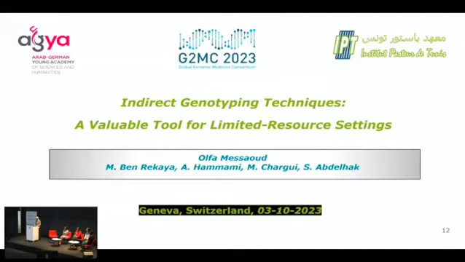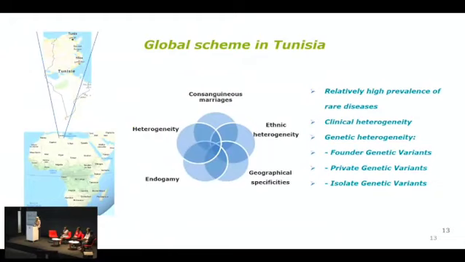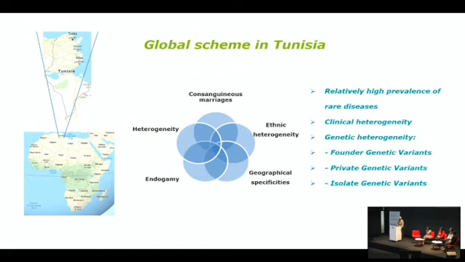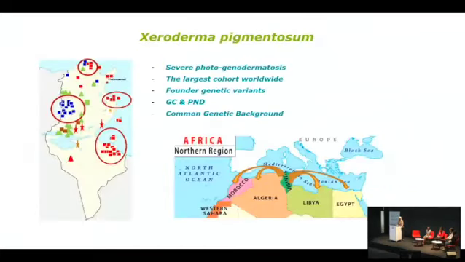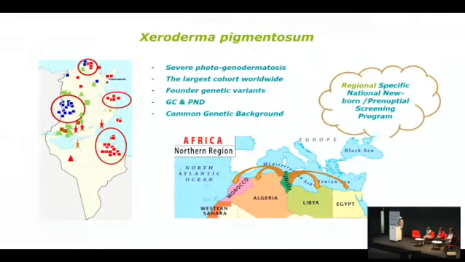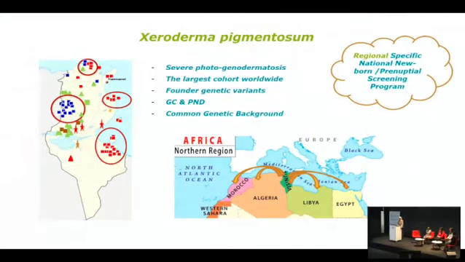Okay. Yes. It's my pleasure to share with you our story, our journey during the last 20 years in using indirect genotyping techniques. So Tunisia is one of the most admixed populations. Its genetic landscape is characterized by the presence of founder genetic variants, as is the case of xeroderma pigmentosum. Sharing a common genetic background with other North African countries made it easier for our findings to have this regional impact.